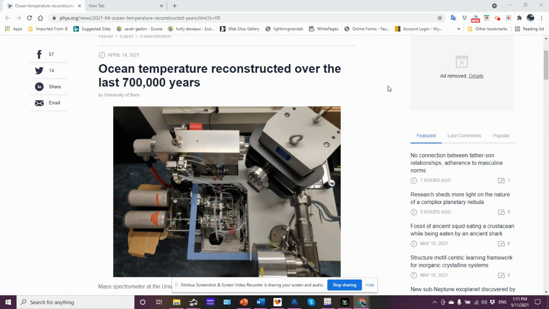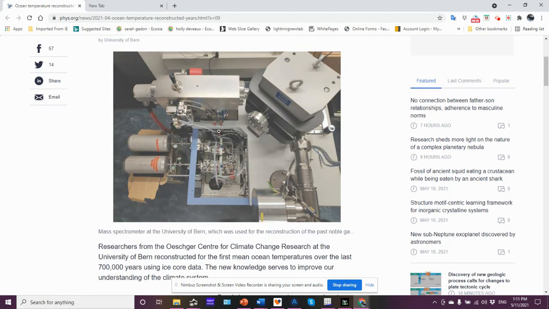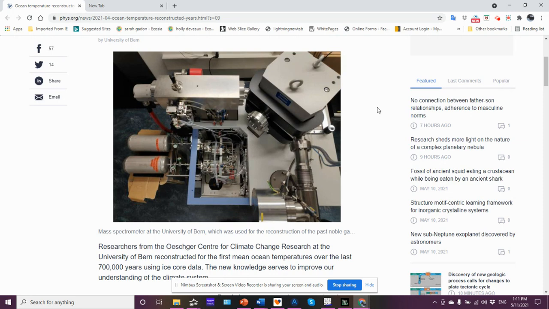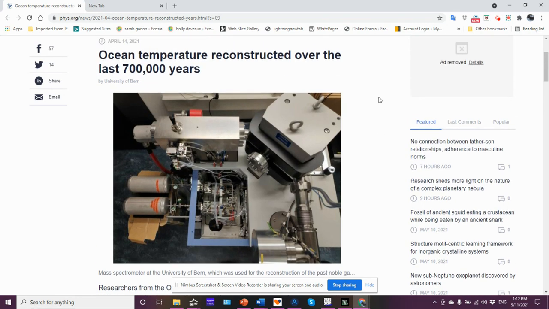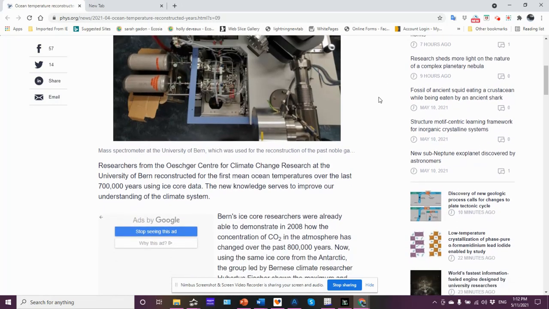Want to discuss with you some really exciting developments, to me. As you can see here, this has appeared in phys.org/news, April 14th edition: ocean temperature reconstructed over the last 700,000 years. What we see here is a nice photo of a mass spectrometer at the University of Bern. It was this very machine that was used to help reconstruct ocean temperatures for the last 700,000 years.